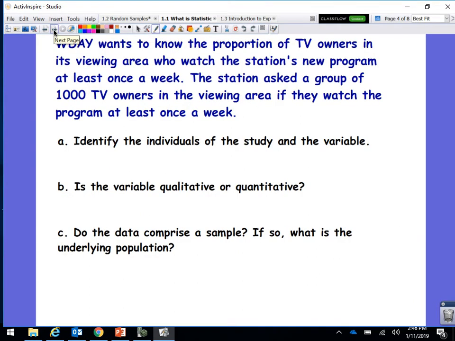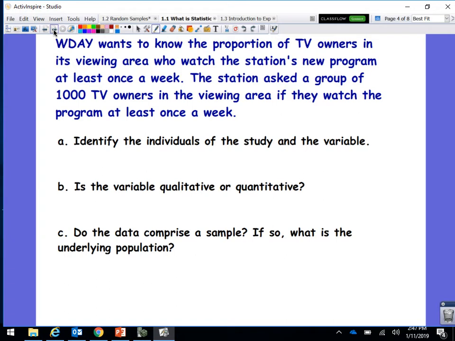So WDAY wants to know the proportion of TV owners in its viewing area who watch the station's new program. Maybe that new program is a new version of The Bachelor, and they watch it at least once a week. Okay, maybe not The Bachelor. Maybe How I Met... a TV game. What am I thinking of? Who Wants to Be a Millionaire? There we go. Do you watch Who Wants to Be a Millionaire at least once a week? The station asks a group of 1,000 TV owners in the viewing area if they watch that program at least once a week.